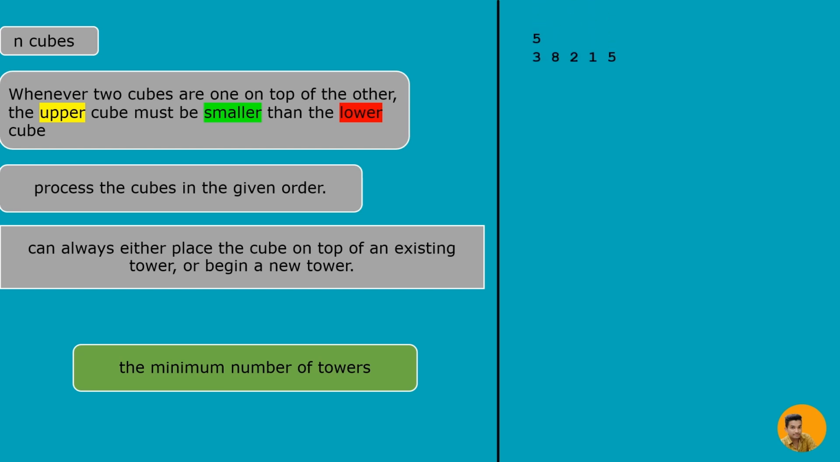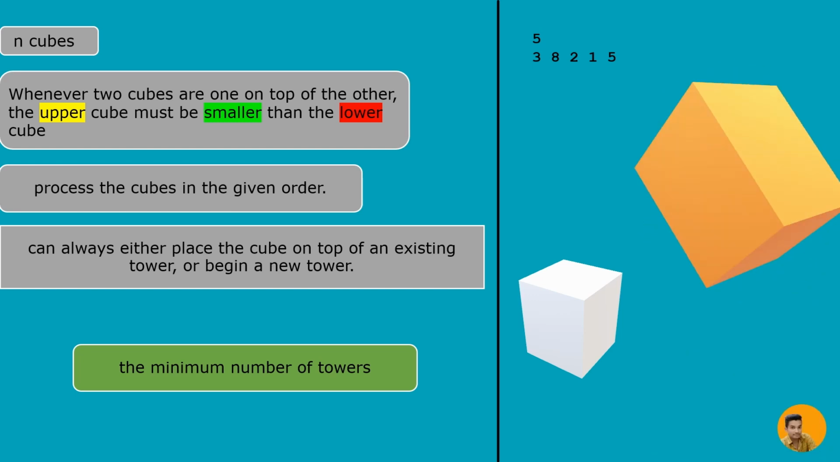So here we have 5 as n, that means we will have 5 cubes. And these are the cube sizes 3, 8, 2, 1, 5. Let's start building the tower. So first we have this 3, a size 3 cube. Next, we move to the next cube, and here we have the size 8. Clearly, I can't place this on top of the size 3 cube because the upper cube must be smaller. Therefore, no matter what, I need to create another tower.